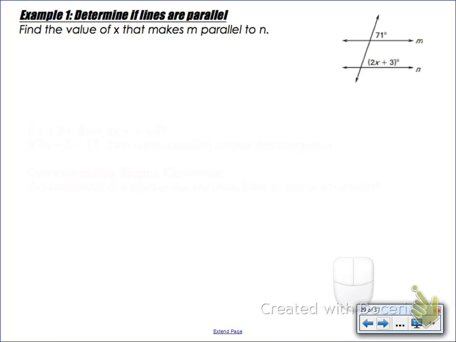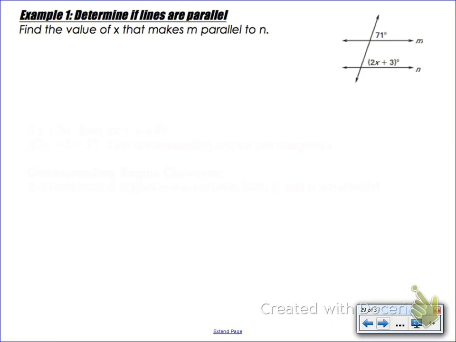So example 1, we want to determine if lines are parallel. The instructions tell me to find the value of x that makes m parallel to n. So again, it's important to point out that lines m and n are not parallel lines. They're not given to us as parallel. They don't have the mark on there showing that they're parallel. And what we're being asked is what value of x will make these two lines parallel.